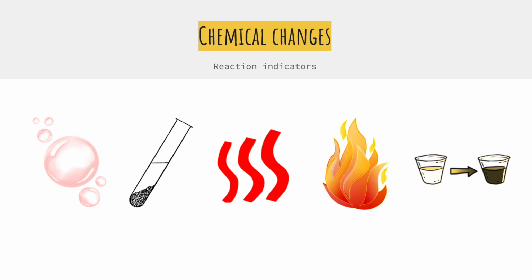There are different indicators that a chemical change has occurred. Remember, a chemical change is going to change the properties and the makeup of the original substance. Indicators of a chemical change are the production of bubbles, precipitation, which is also called the formation of a solid, the presence of heat or cold, light released, and a color change.